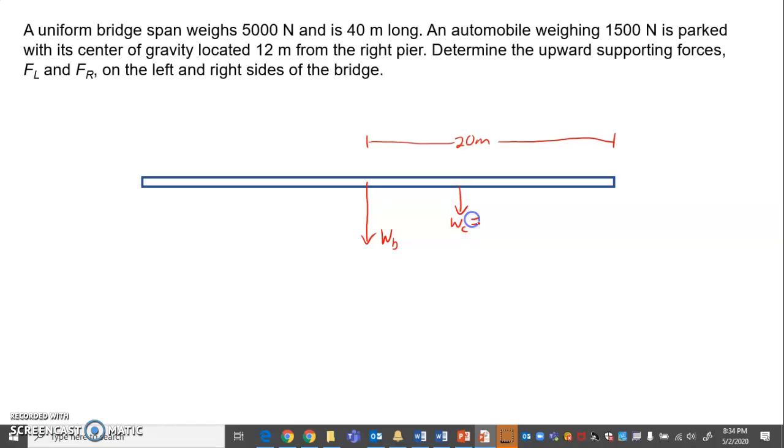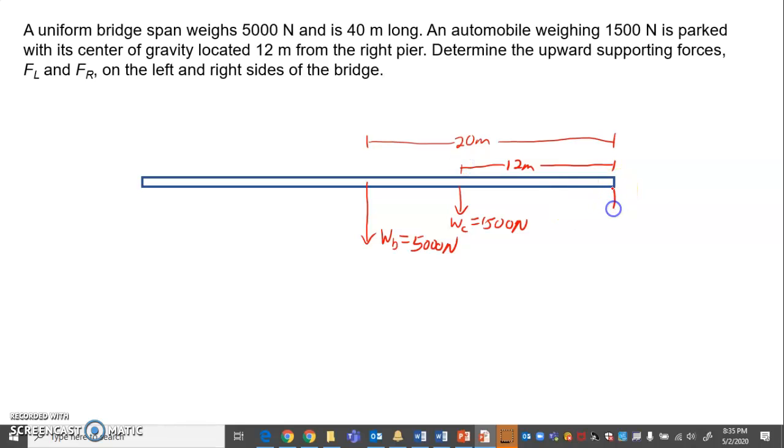Weight of the car, that's 1,500 newtons. Weight of the bridge, 5,000 newtons. Now, just as important as putting the forces is where you put them and labeling where you put them. So 12 meters right here.